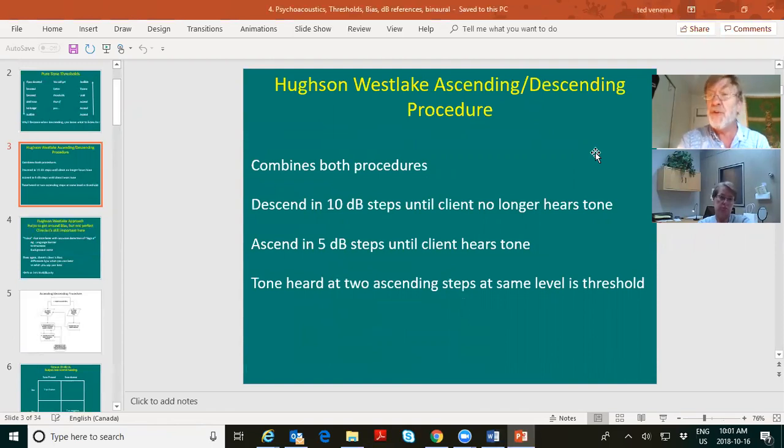So how do we use method of limits? By means of the Hewson-Westlake ascending-descending procedure. Those were two investigators that came up with a really good compromise, and it's the way that we still do testing today. Hewson-Westlake. And what is it? A way of applying what? The method of limits. And what is the method of limits? The clinician adjusts the tone, and does so in fixed increments. And we are doing this because it works to get around client bias.